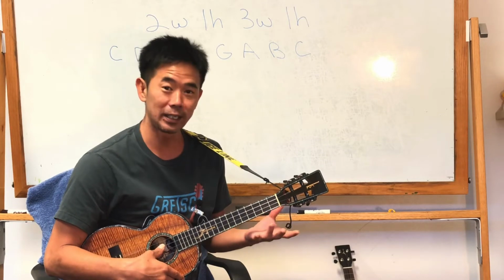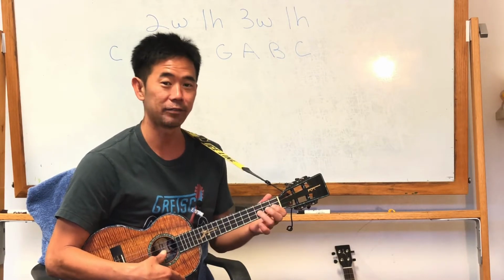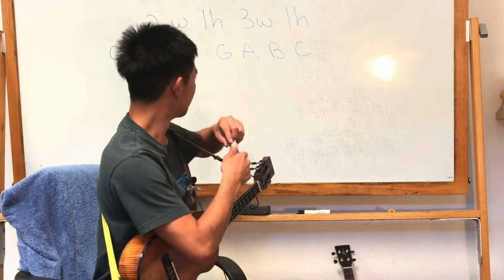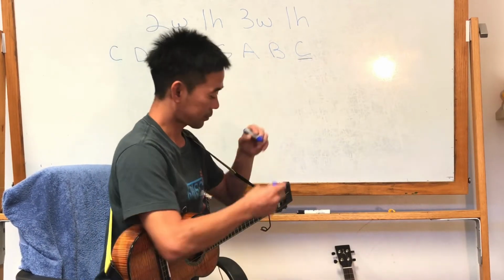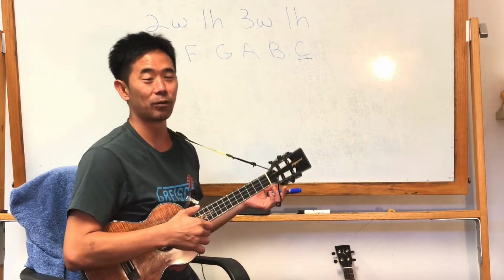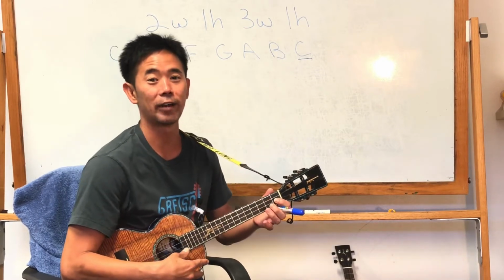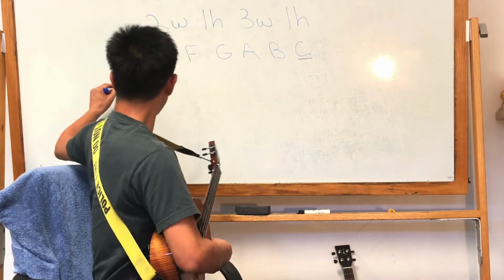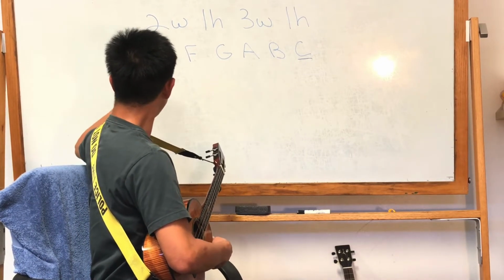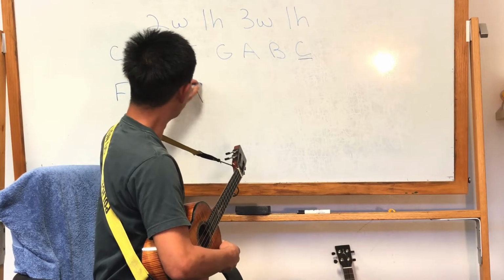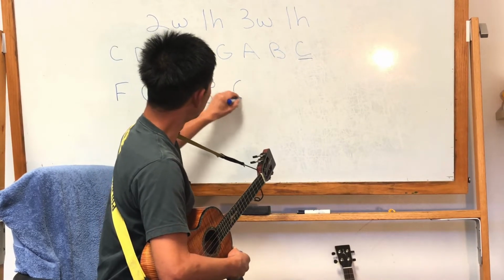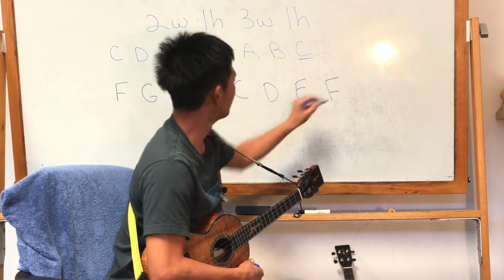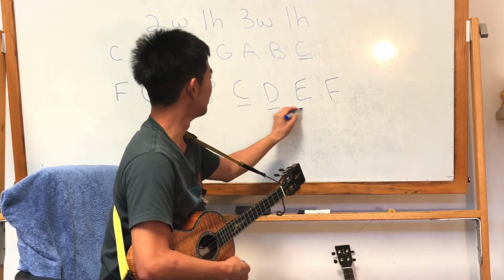So for example, the C major scale: C, D, E, F, G, A, B, and high C. Okay, so I have it right here on the board. Okay, and then the question was when we did the F major scale, F, G, A, B flat, C, D, E, F, and I played F, G, A, B flat, C, D, E, and F. Okay, and actually, these are all your high notes here.